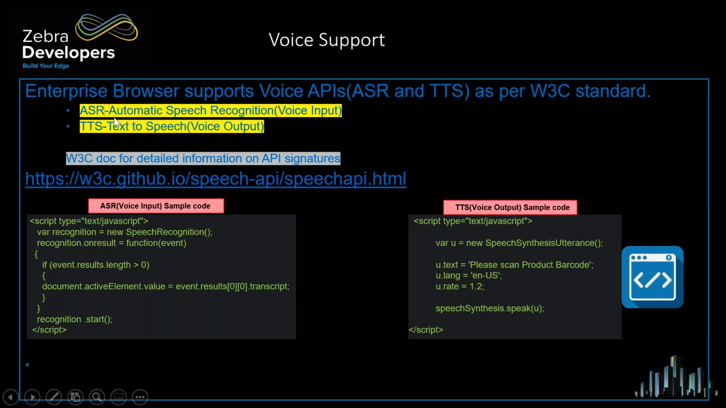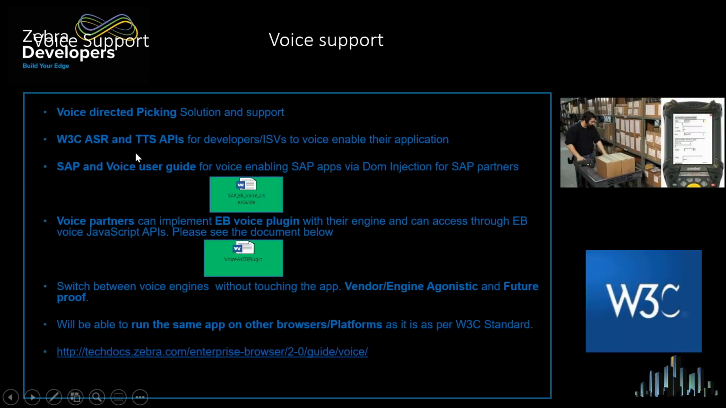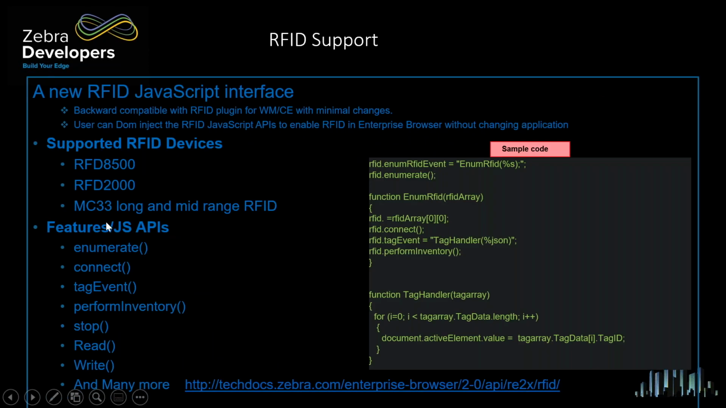Last is voice API. One is automatic speech recognition, that is for your input, and text to speech. Whatever is there in the text, it will automatically speak out, and also by ASR, whatever you speak, it will get typed. This is something available in EB, along with voice directed picking solution and support. Both ASR and TTS help to enable the application. Voice partners can implement an EB voice plugin with the engine, and can access EB through JavaScript API.